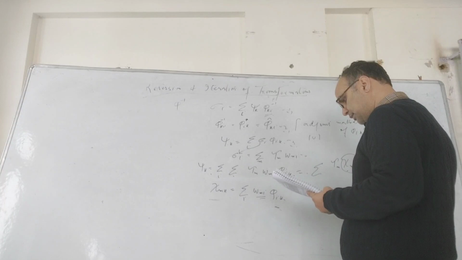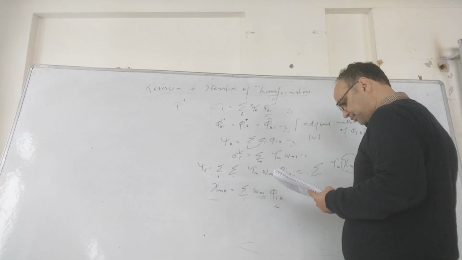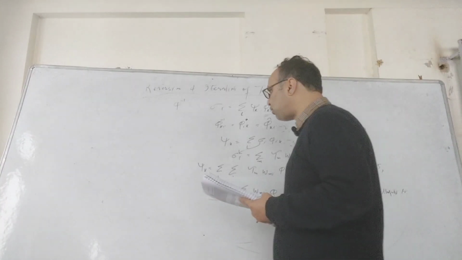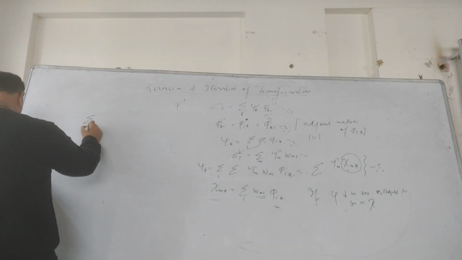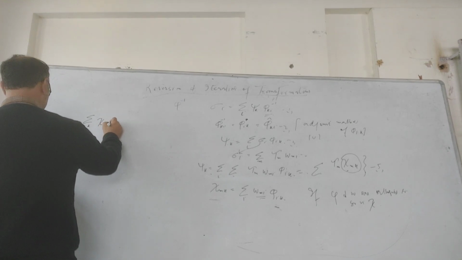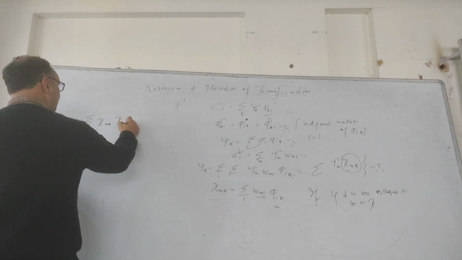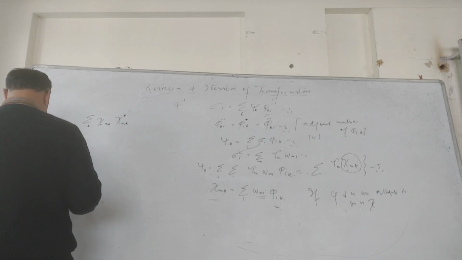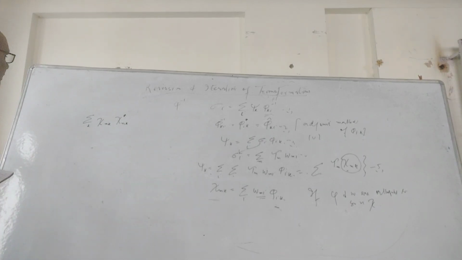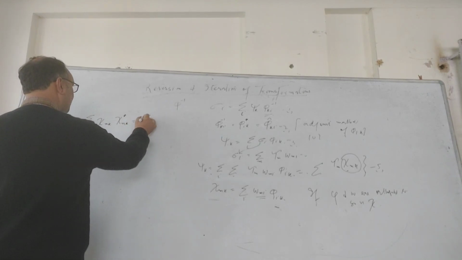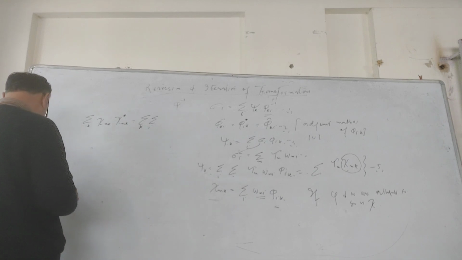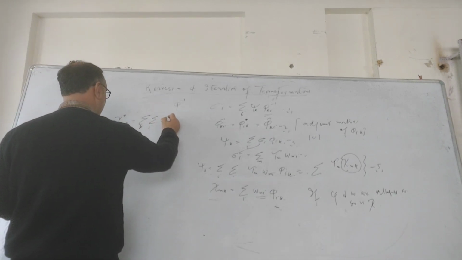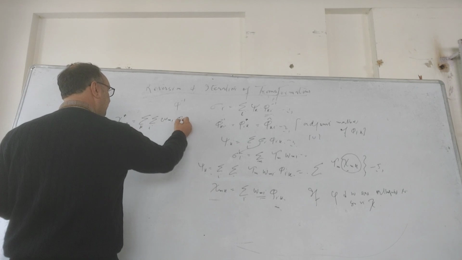So this follows that sigma of chi of n k star, chi of n k star, k I, omega of phi of I k.